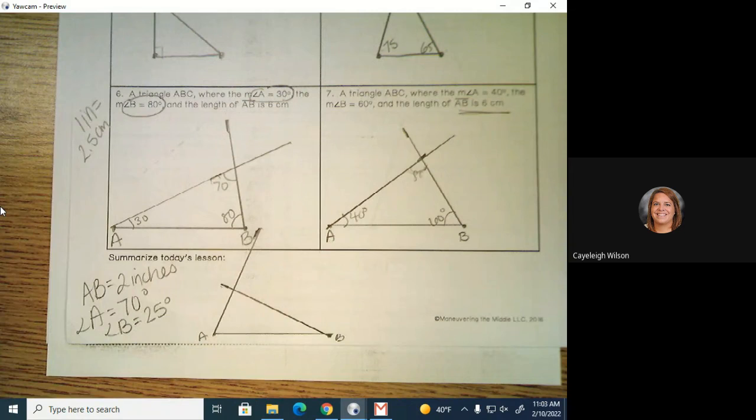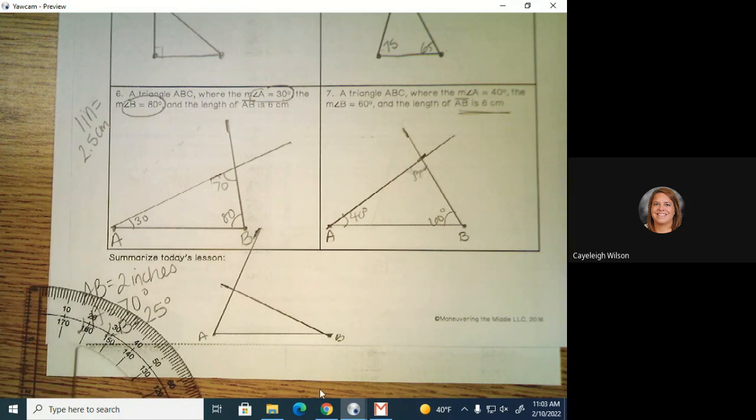Please pass your protractors up your row. I'll get them. You do need to bring these notes back with you tomorrow.